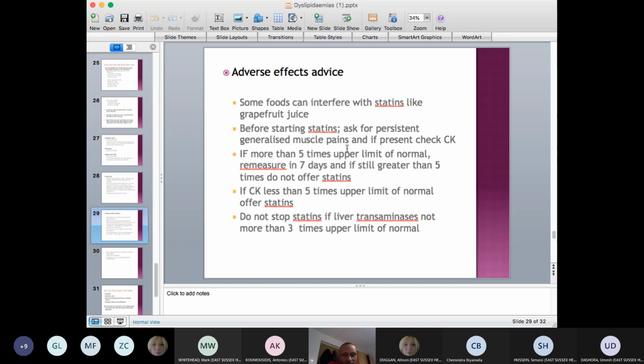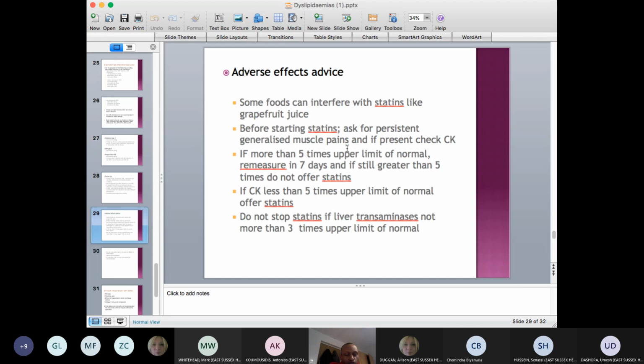Before starting statins, ask patients if they have got generalized muscle pains. And if present, of course, you're going to check the CK. Now, if CK is more than 5 times the upper limit of normal, it's recommended not to start the statin therapy. Because it tends to fluctuate, you are advised to remeasure it after a week. If it's then less than 5 times the upper limit of normal, you can start the statin therapy. But if it's more, then you better leave it off.